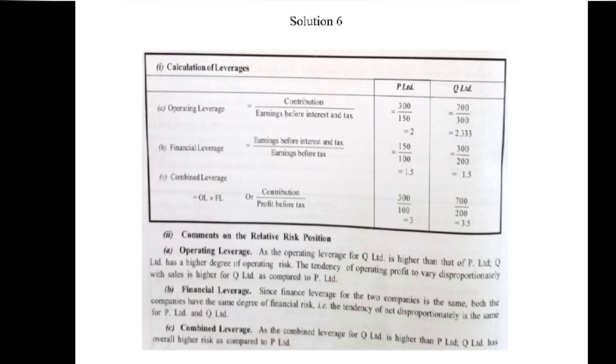Second, financial leverage. Financial leverage for both the companies is the same. So both the companies have the same degree of financial risk. That is, the tendency of net profit to vary disproportionately with the sales is the same for P Limited as well as for Q Limited. And third, combined leverage. Combined leverage for Q Limited is higher than that of P Limited, and therefore it can be concluded that Q Limited has overall higher risk as compared to P Limited.